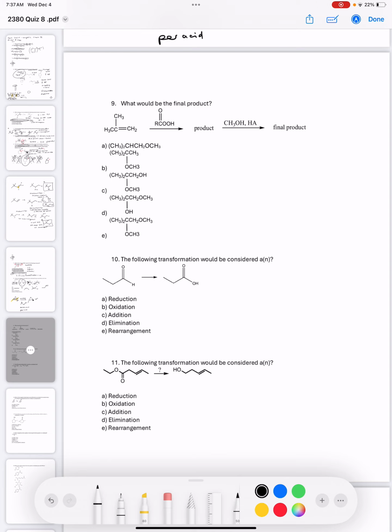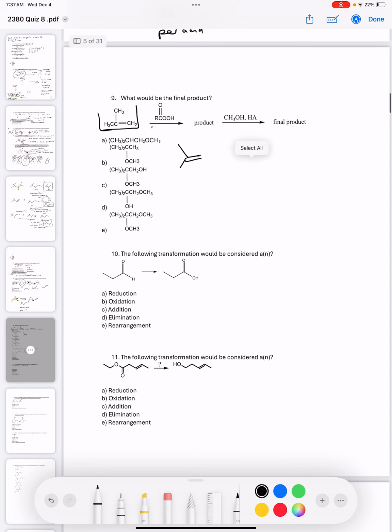Okay, the next question. In case you're struggling with converting these to structures, be sure that you know the basics of bond line formula, and if you need to, I do have a video on the basics of bond line formula. Okay, so we have this alkene, that's the first one, and then this is a peroxy acid. It's just like MCPBA. See how there's 3 oxygens, 1, 2, 3. That is how we know it's a peroxy acid.